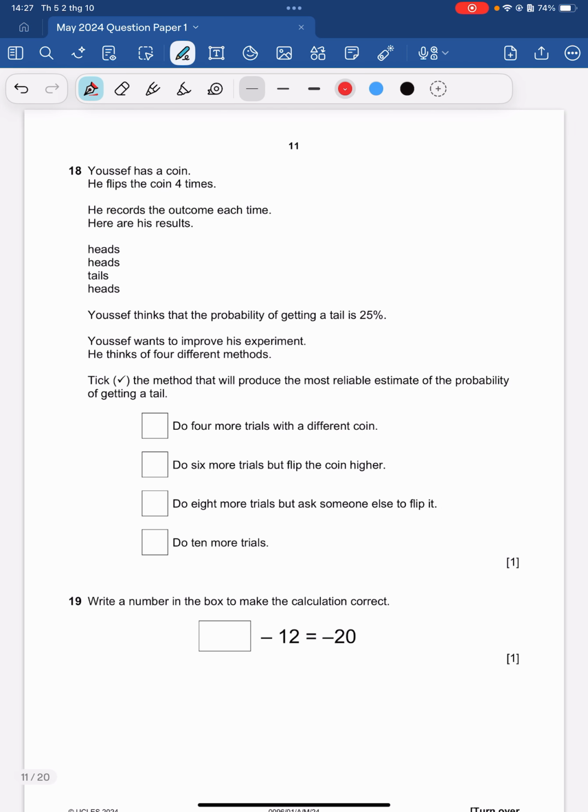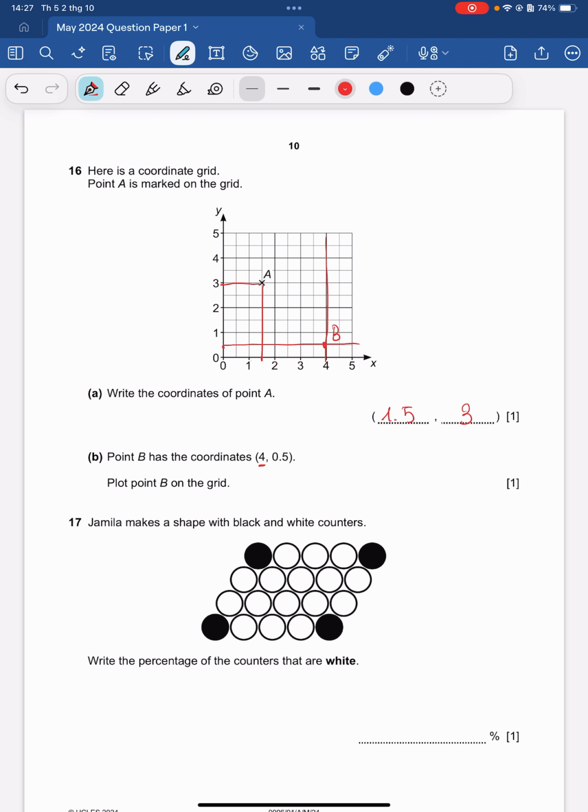Exercise 17. Write the percentage of the counters that are white. Okay, let's count. I think we have 4 and 5, so 4 times 5 is 20 counters in total. And 4 are black, so we will have 16 white, right?